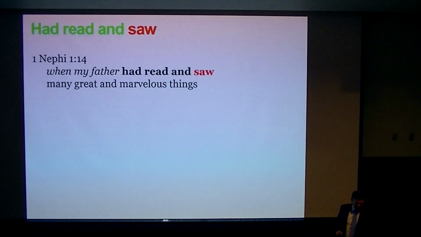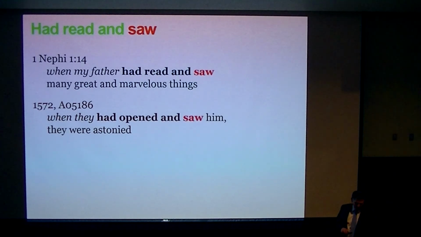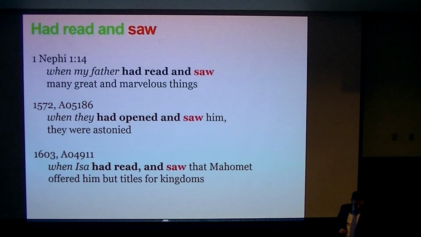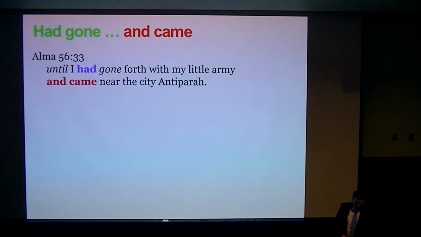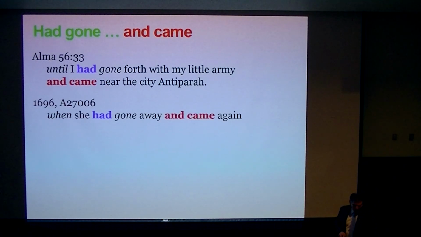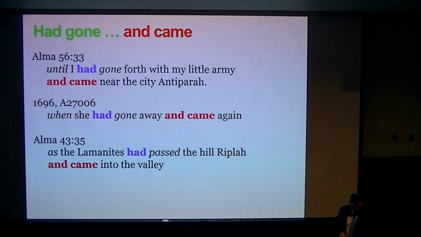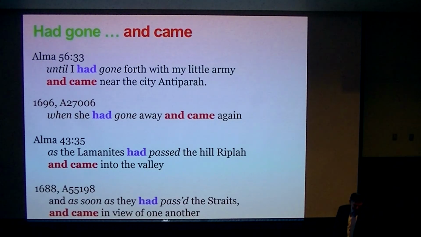When my father had read and saw many great and marvelous things, when they had opened and saw him, they were astonished. When Isa had read and saw that Muhammad, when they had begun and saw it take well. Until I had gone forth with my little army and came near the city Antipara. There we expect "and come." When she had gone away and came again, as the Lamanites had passed the hill Riplah and came into the valley, and as soon as they had passed the straits and came in view of one another.